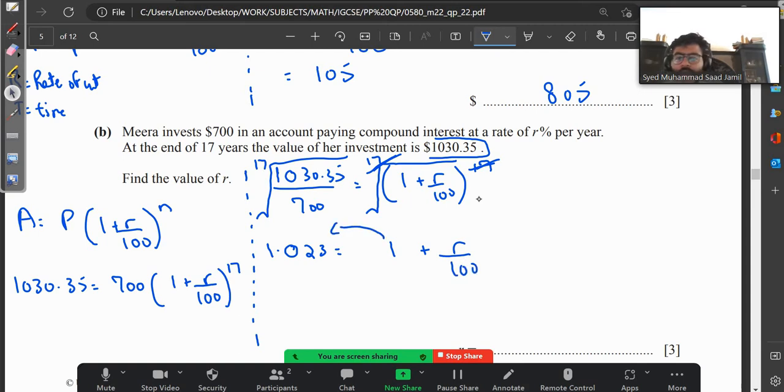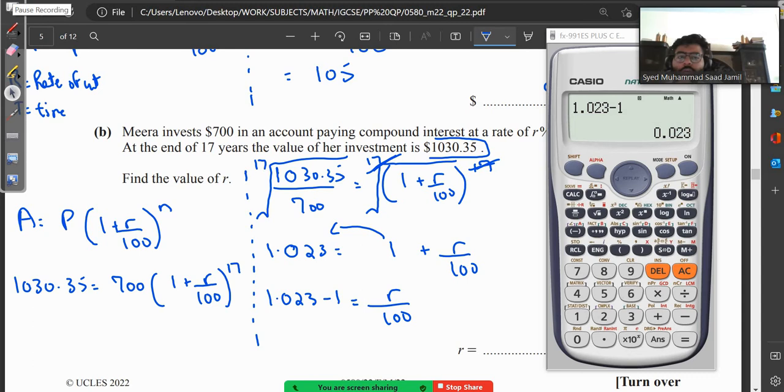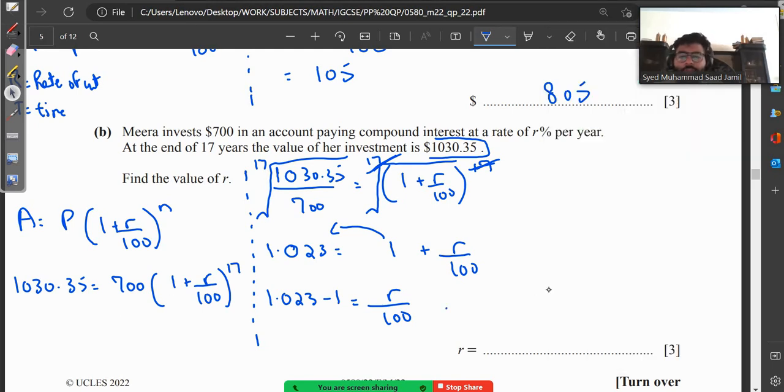This 1 will go over there and it will be subtracted. 1.023 minus 1 is equal to R upon 100, which turns out to be 0.023, and then multiplied by 100, which turns out to be 2.3%. So that means the value of R is equal to 2.3%.